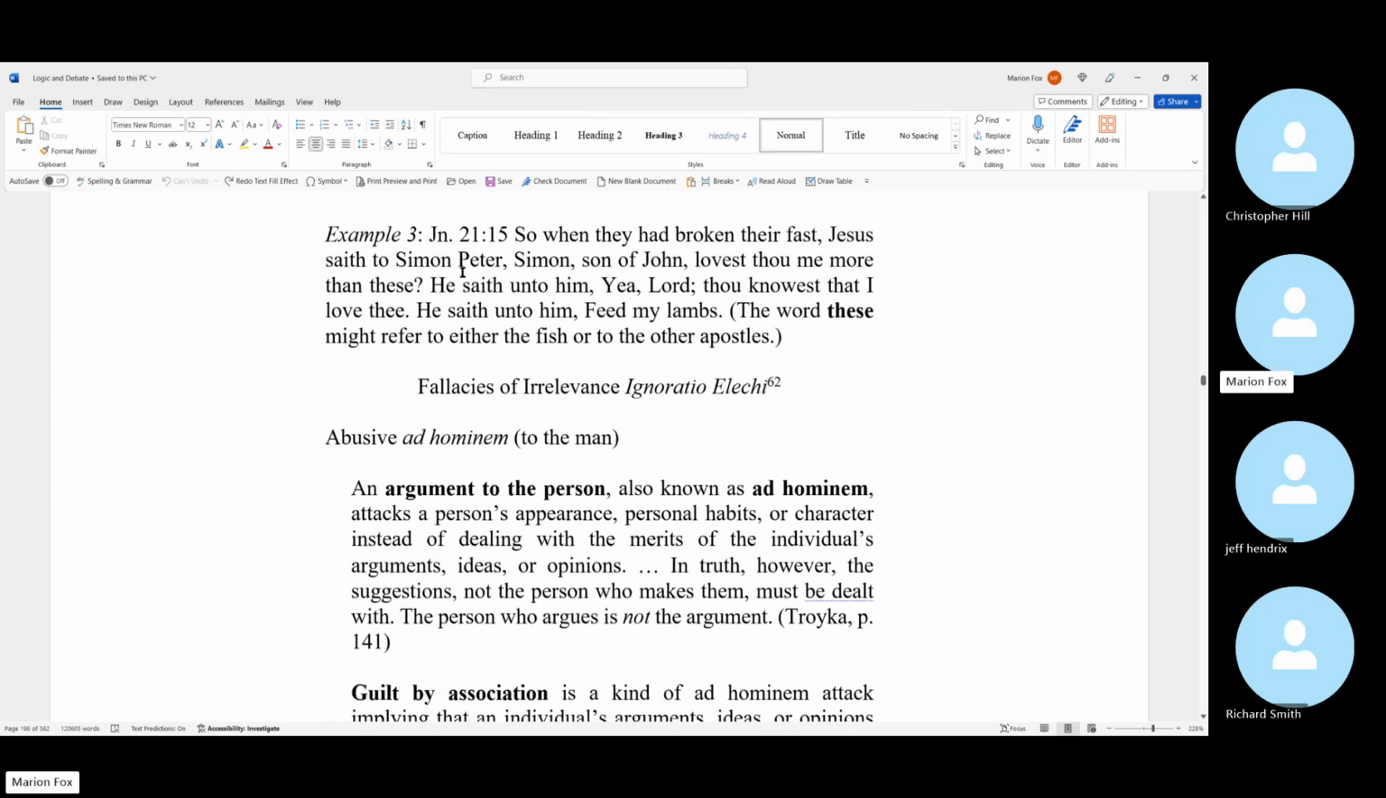Here's another one. "So when they had broken their fast, Jesus saith to Simon Peter, 'Simon, son of John, lovest thou me more than these?' And he said unto him, 'Yea, Lord, thou knowest that I love thee.' He said unto him, 'Feed my lambs.'" The word these might refer to the fish or to the other apostles. That's a good question. Was he saying, do you love me more than you love your fish? Or is he saying, do you love me more than the other apostles love me?